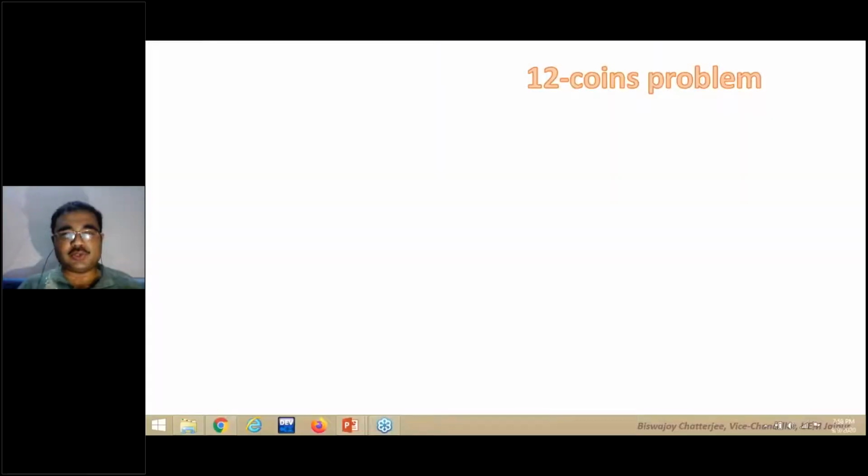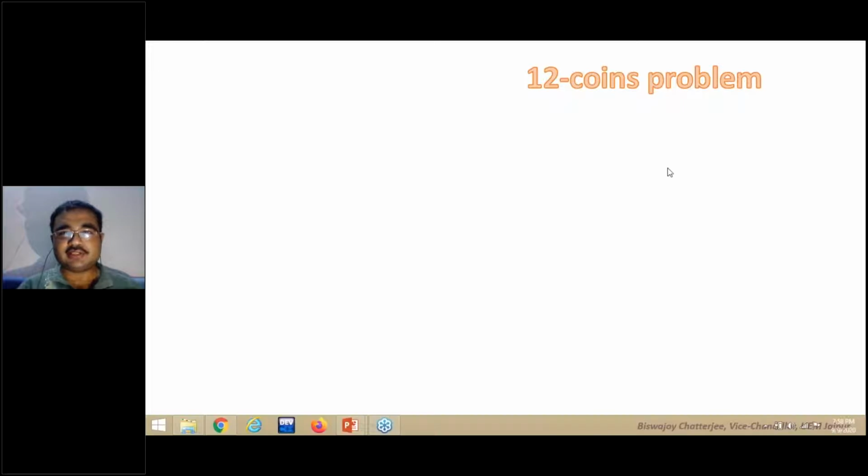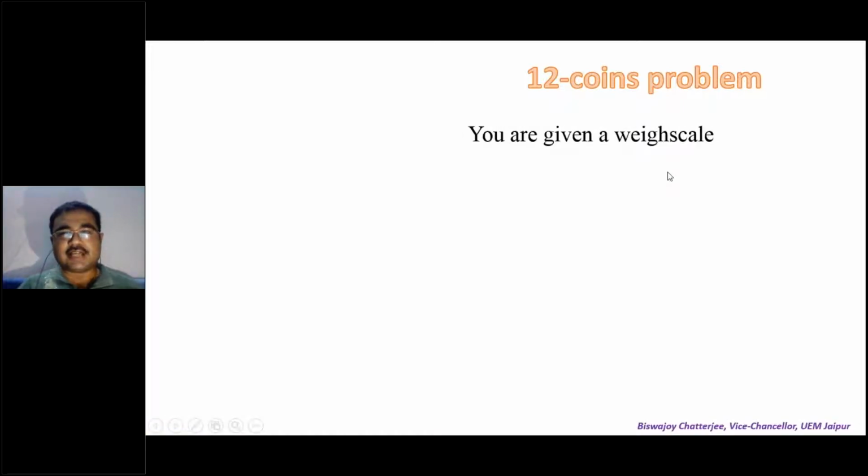So today I'm back again with another puzzle, which is the 12 coins problem. As you can see on my screen now, the 12 coins problem. So what does this problem state? It states that you are given a weigh scale, a weighing machine. It is quite similar to an old puzzle that I had done prior to this, which was the 8 balls and a weigh scale. It is almost similar, but here with 12 coins, and there are certain differences.